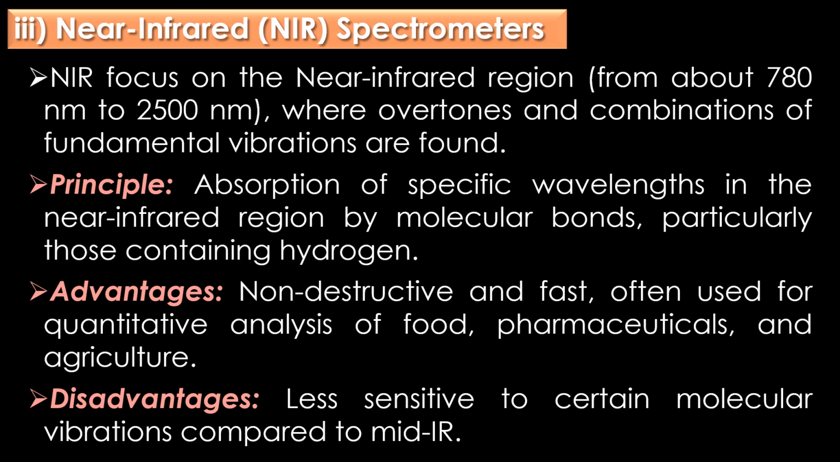The third type of infrared spectrometer is near infrared spectrometers. In short form, it is called NIR spectrometers. NIR spectrometers focus on the near infrared region from about 780 nanometers to 2500 nanometers, where overtones and combinations of fundamental vibrations are found. Working principle: NIR spectroscopy is based on the absorption of specific wavelengths in the near infrared region by molecular bonds, particularly those containing hydrogen.